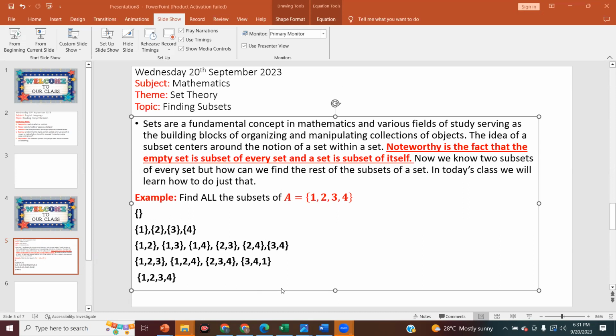2. 2, very good. The set contains 2. And Erica, give me a subset of A that contains 2 elements.